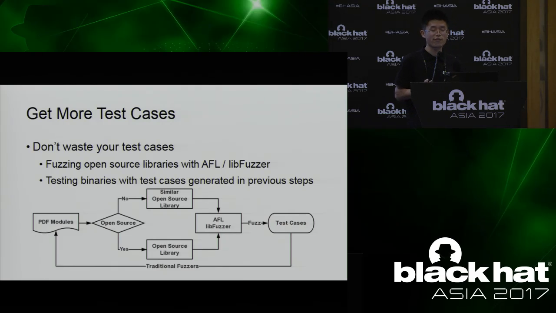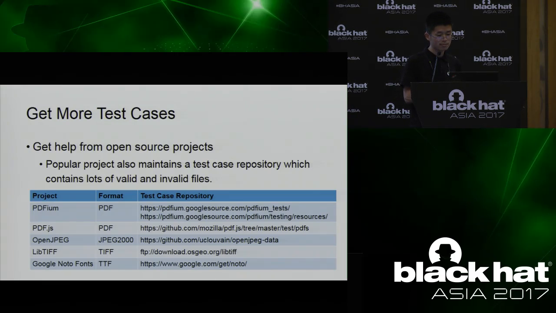Firstly, we can fuzz open source libraries or similar open source libraries with AFL and libFuzzer. Then we can test binaries with the test cases generated in the previous steps. So our goal here is to find an open source version of the target library, or at least find a similar one.